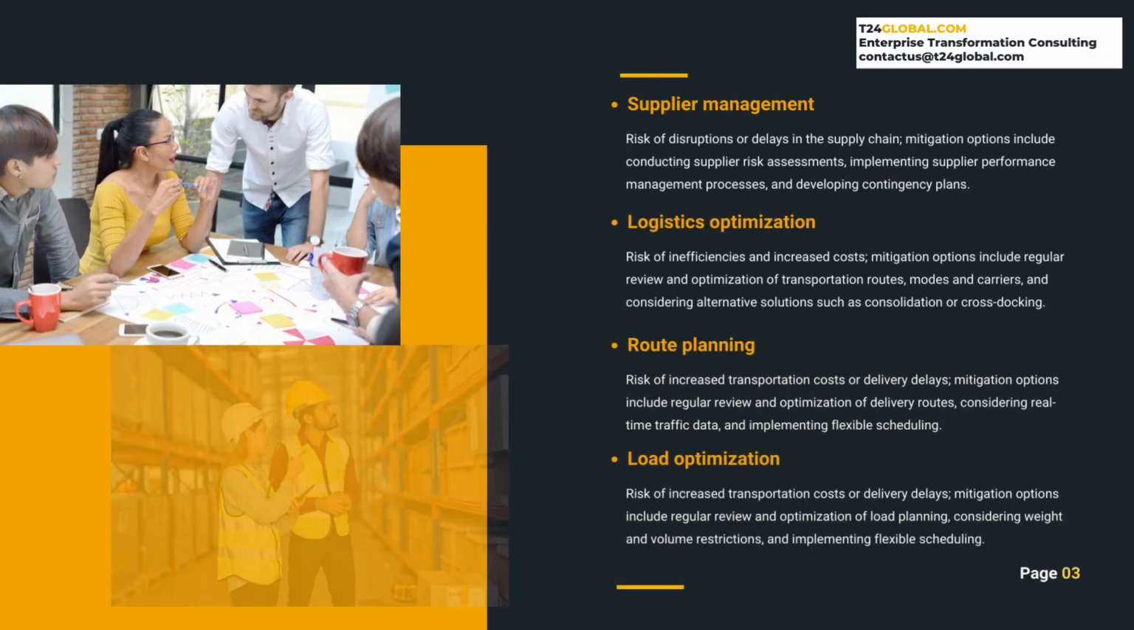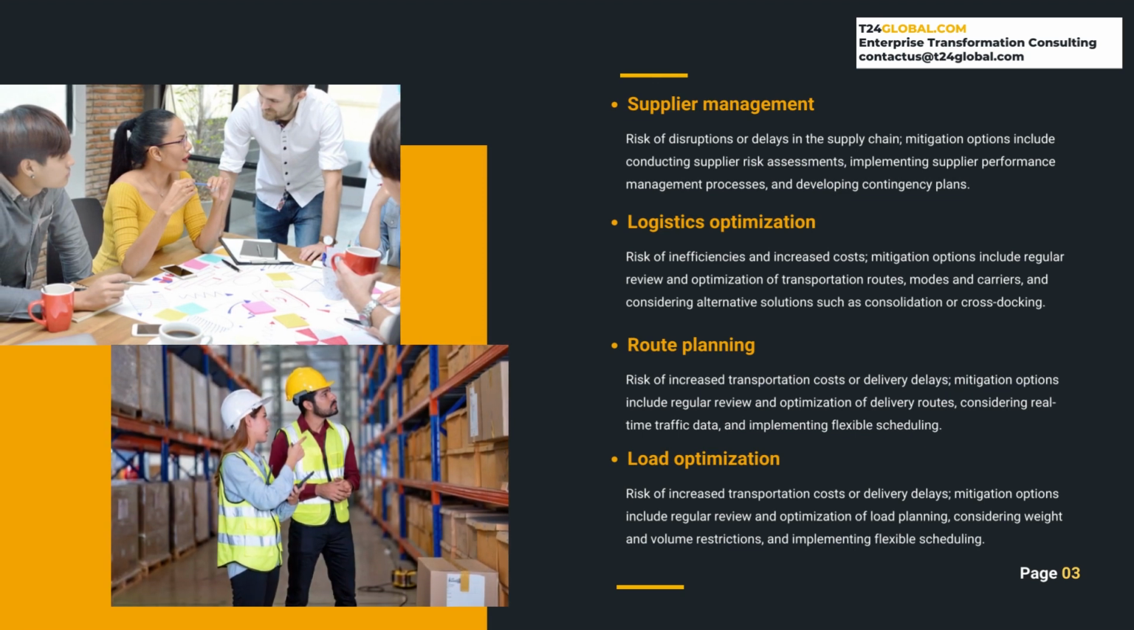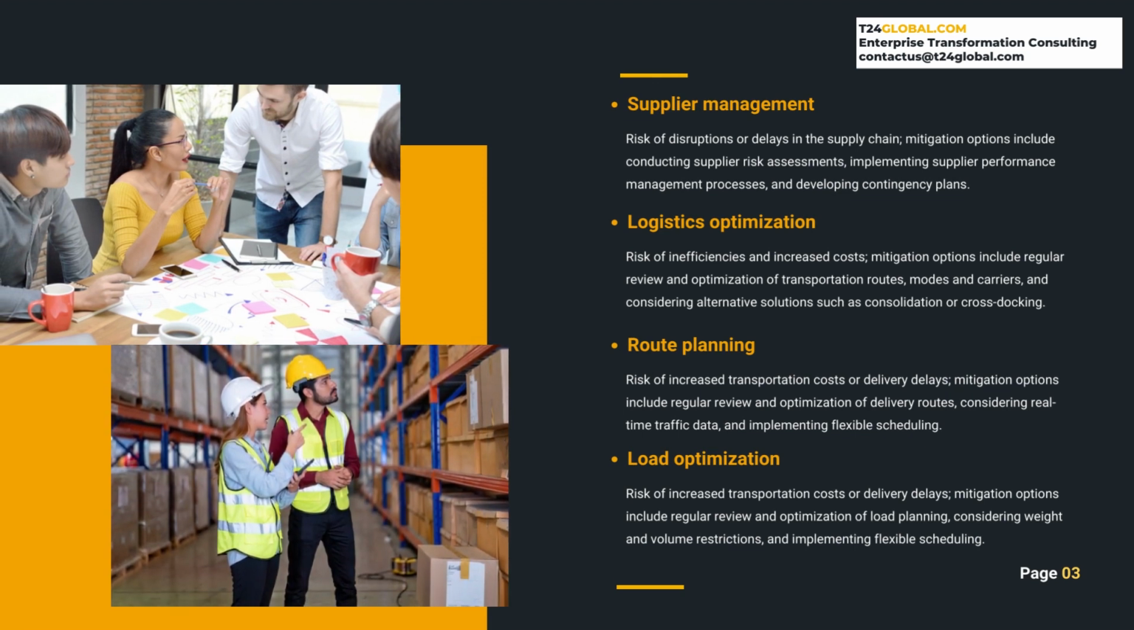5. Supplier management. Managing relationships with suppliers is critical to ensure a smooth supply chain. Disruptions or delays in the supply chain can have significant financial and reputational implications for the business. To mitigate this risk, businesses should conduct supplier risk assessments, implement supplier performance management processes, and develop contingency plans.